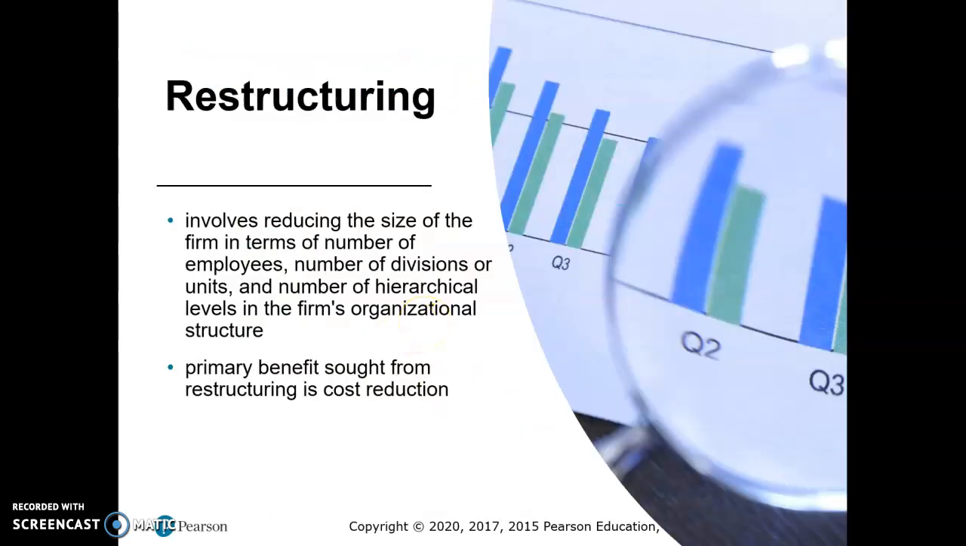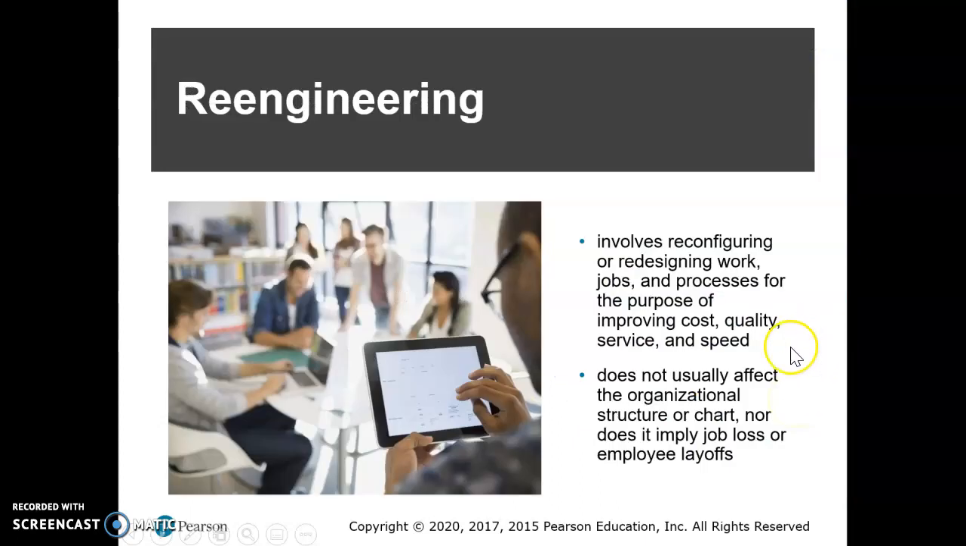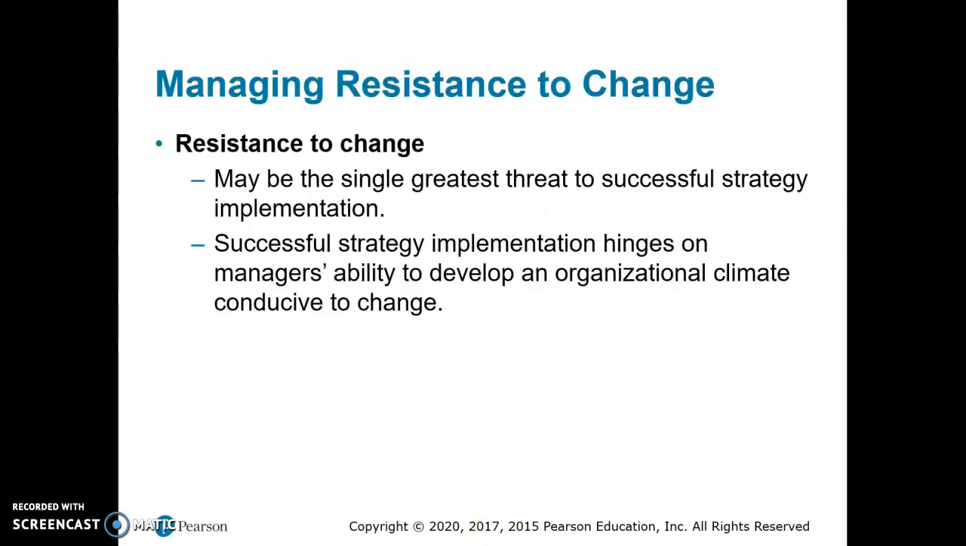Sometimes companies need to restructure, and this involves reducing the size of your workforce or the number of your divisions or units. You might even sell off some of your brands or assets, with ultimately the goal of reducing costs. And there's also re-engineering. Re-engineering does not imply any job losses or layoffs. Basically, we're just redesigning, reconfiguring, changing processes. We're trying to improve our costs, improve quality, service, or achieve some speed efficiencies.